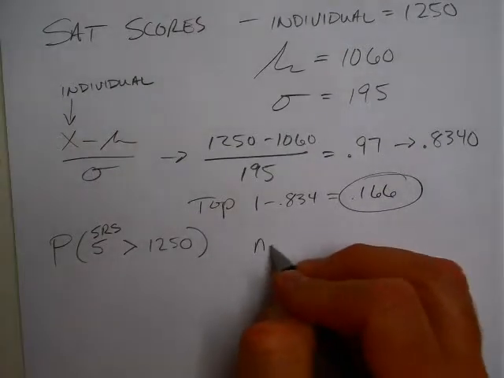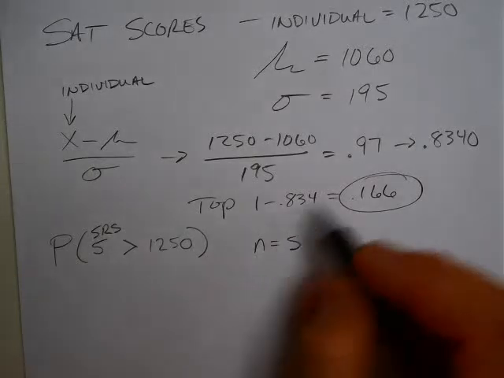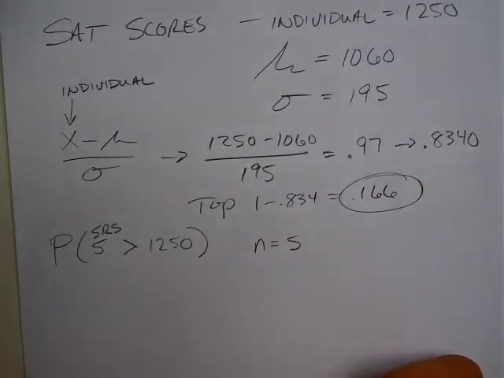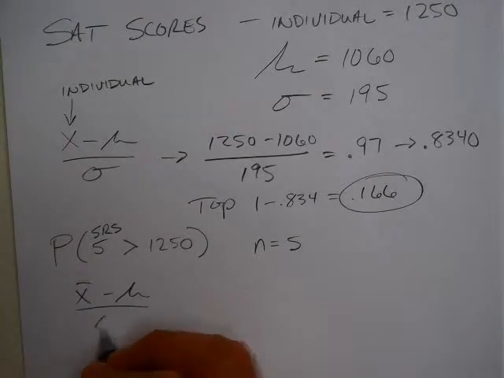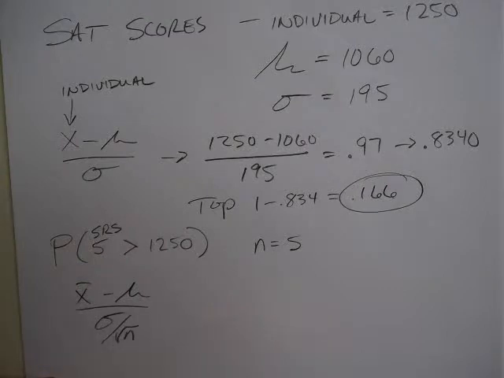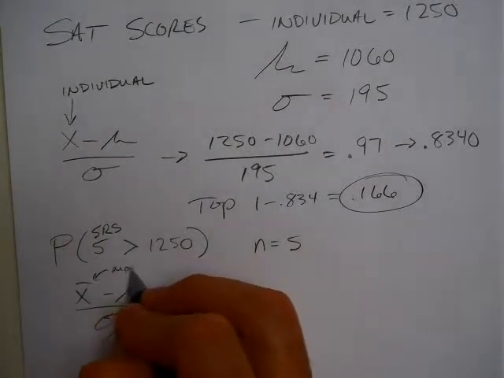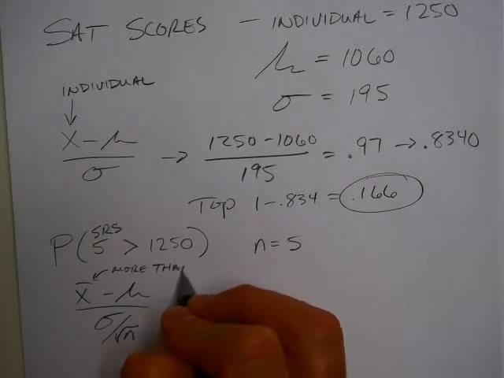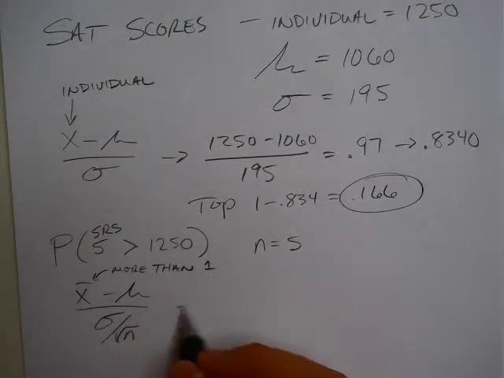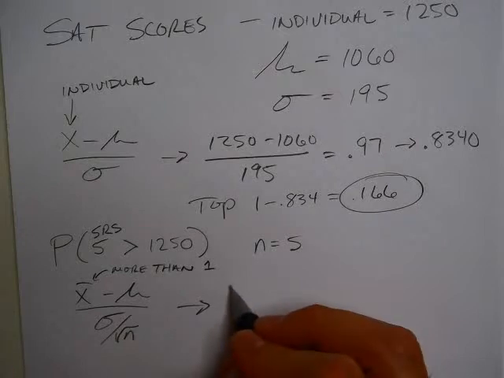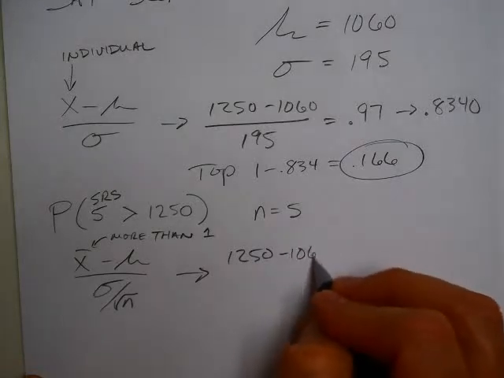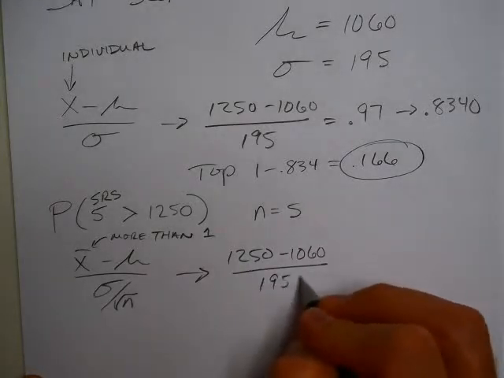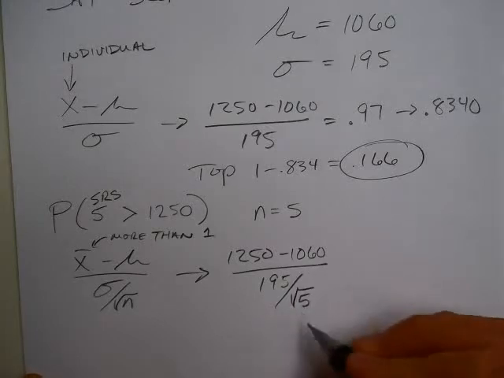So now we have n equals 5. And everything else is going to be the same. We'll use the 1250 and the 1060 and the 195, but this is going to be x bar minus mu over sigma divided by root n, because we're talking about more than one. So that's going to be still 1250. That's the number we want to compare, minus 1060 divided by 195. But now I've got to divide this by the square root of 5.